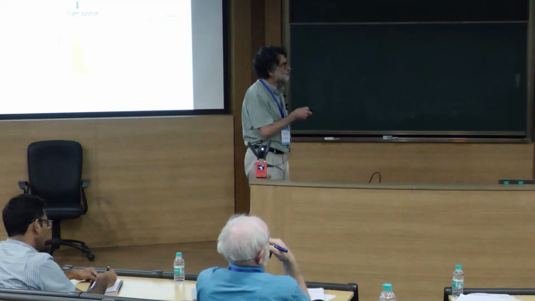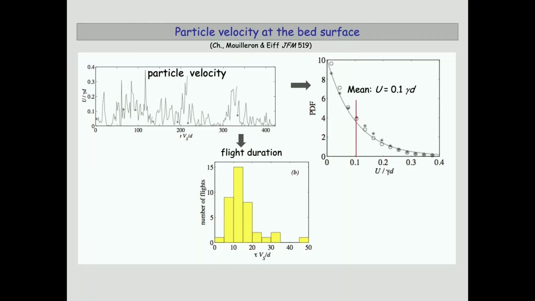Okay, so it's a fluid velocity at the scale of the particle, and the mean velocity is 1/10 of this characteristic velocity. We also observe that the particles make some jumps, and we can determine from these measurements some flight duration, and we find a distribution of flight durations. Here the flight duration scales with the settling time, which is d over the settling velocity vs. You see that the mean flight duration is about 10-15 times this characteristic time.